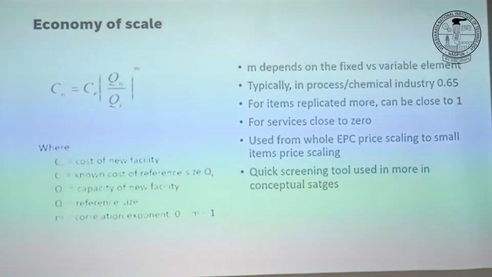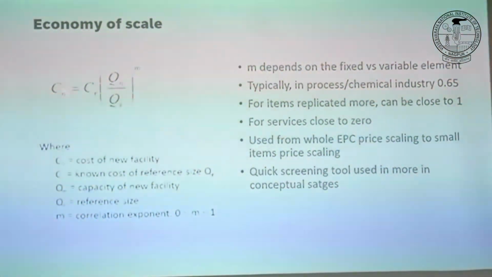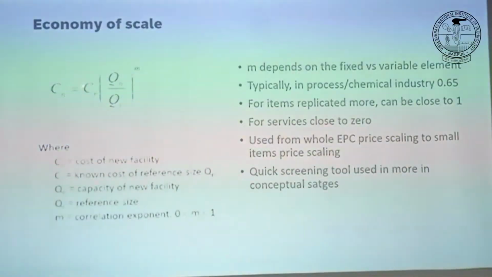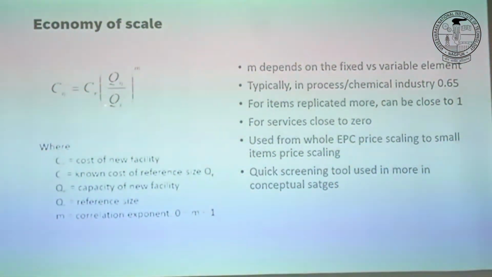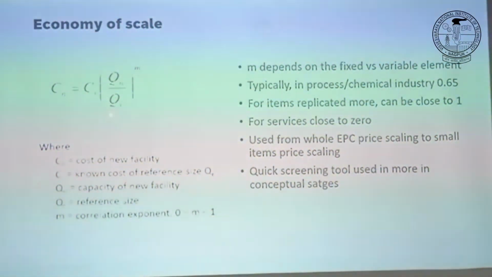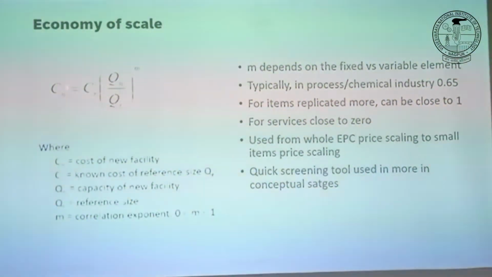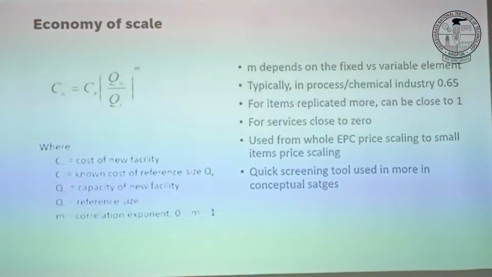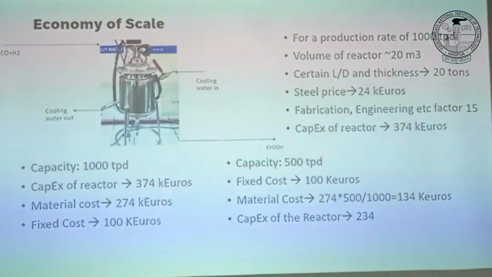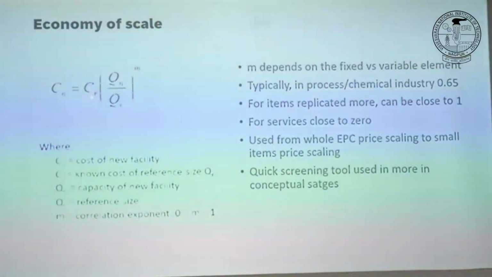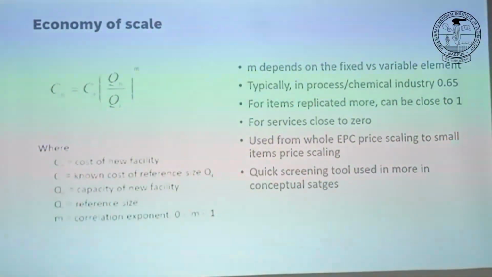And if you try to plot it, it comes out to be a log relation, and 0.6 to 0.65 is the factor we use. So let's say that's the capacity at point A, the cost at point A. That's the capacity at point A, or capacity A. That's the new capacity, and that's the cost you can calculate with this formula. So for example, we know this capacity, this cost. I want to know the cost for this capacity. So that could be 374 times 500 divided by 1,000 to the power 0.6.